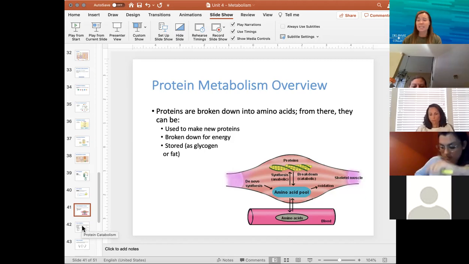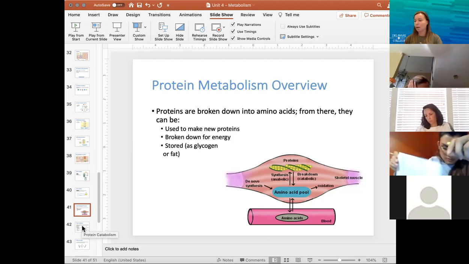Protein anabolism, there is not a specific term for protein anabolism. It's just called protein anabolism. So that's making new proteins. And at this point, I am going to skip ahead. Go to the next page, the metabolic states of the body. I just want to go through that as my last main section for today.